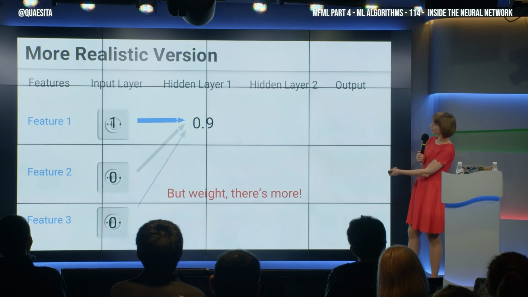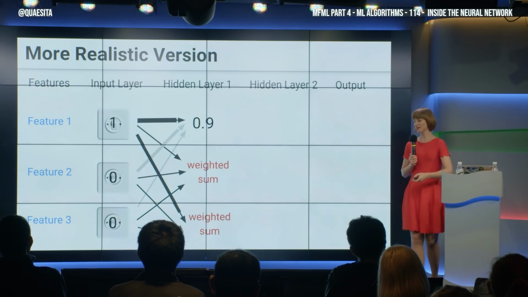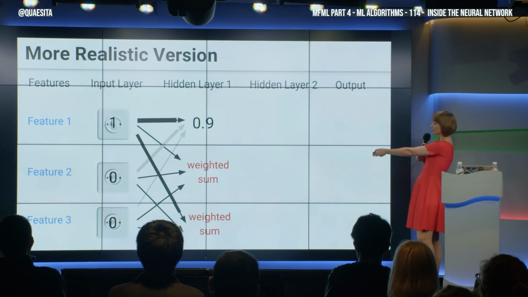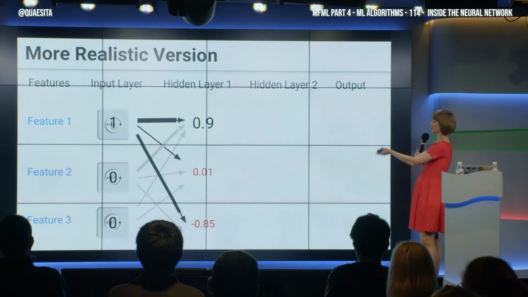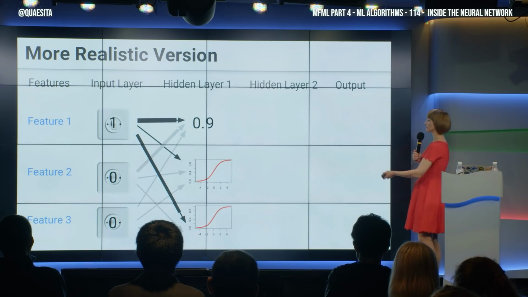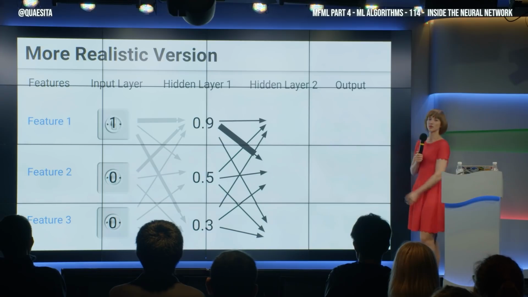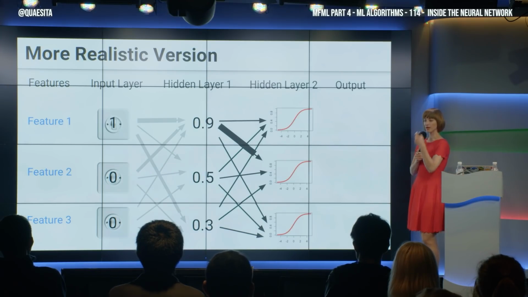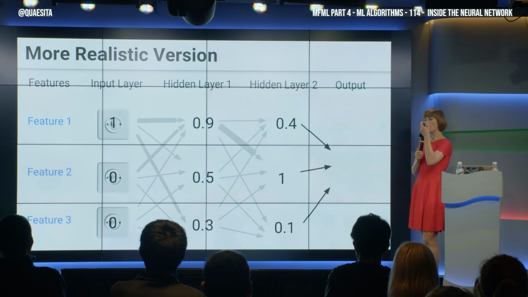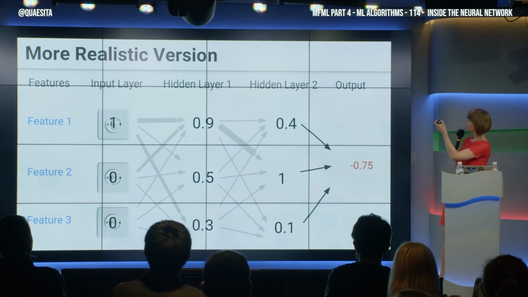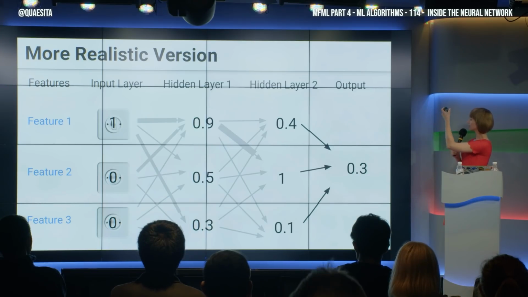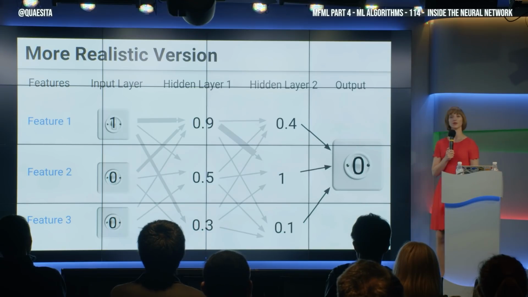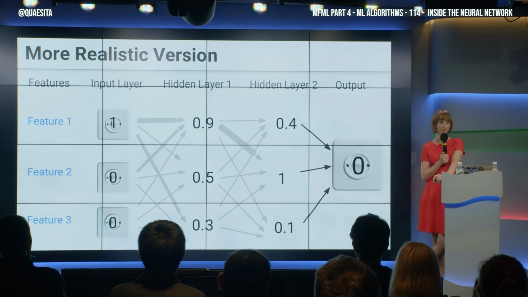But wait, there's more. We are going to take more weighted sums, and because we're tired of doing these calculations, we get the point already, we're going to pretend we did them, there you go, and we send them through our activation function as well. And then we do that again in the next layer, more weighted sums, more activation functions. And finally, our output, which we then turn into a 0 because it's closer to 0 than to 1.